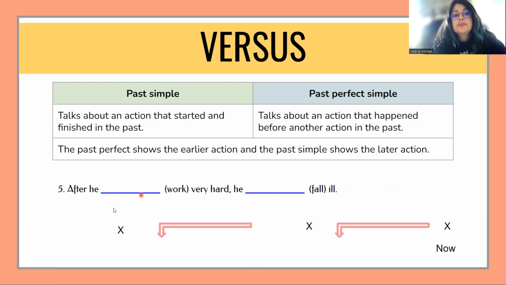Now we have another one. After he worked very hard, he fell ill. All right, so here we are now. I'm telling you this in the present. You need to find out that something happened in the past and then find out what happened before that. So what happened before that? He worked or he fell ill? It's your turn to choose.